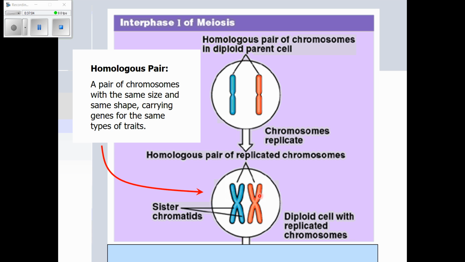They cannot be, because remember, you inherited one of them from your father and the other you inherited from your mother. And hopefully your parents were not close relatives. I think that's safe to assume. So of course they're not going to have exactly the same DNA, but they are the same size and they are the same shape, and they do carry genes for the same kinds of traits: height, eye color, hair color, skin color, whatever the genes happen to be.